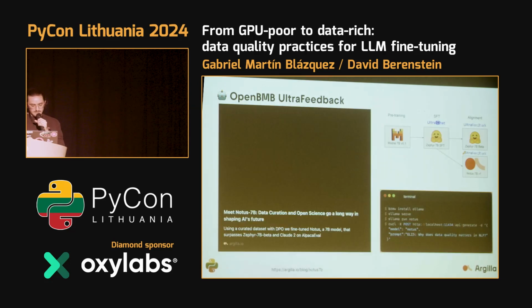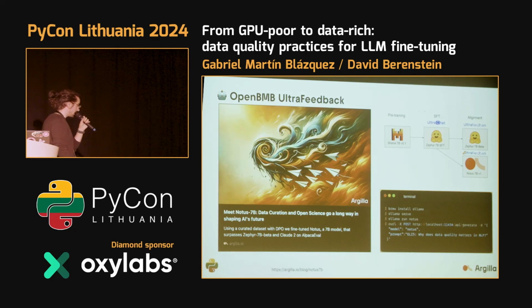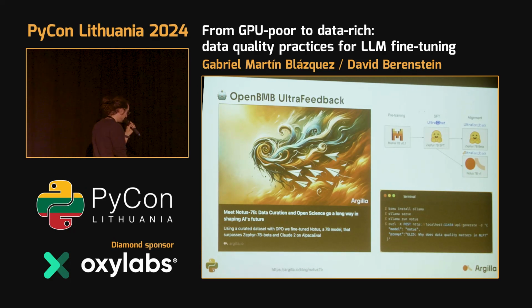And we went a little further with this experiment, and we trained Notus 7 billion, which is an LLM that basically follows the recipe of Zephyr 7B Beta by Hugging Face. What we did is to do the fine-tune alignment using the fixed version of our dataset, UltraFeedback.